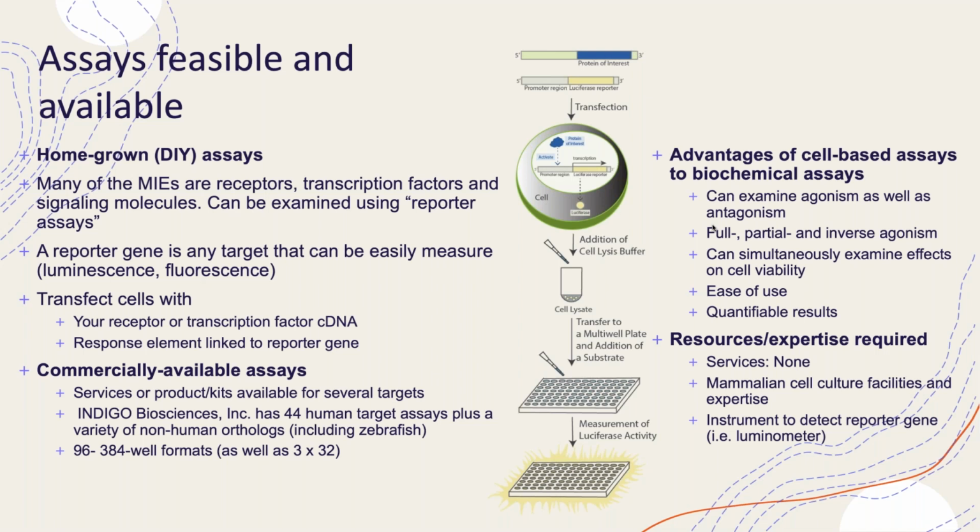What you would need as far as resources and expertise, if you're farming this out, of course, all you really need is your samples. But if you're purchasing the kits to do in your own lab, all you really need is some mammalian cell culture facilities and expertise. And then you need the ability to detect the reporter gene, a luminometer or a fluorometer or a spectrophotometer, depending on what your reporter gene is.